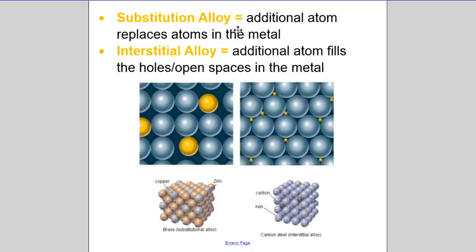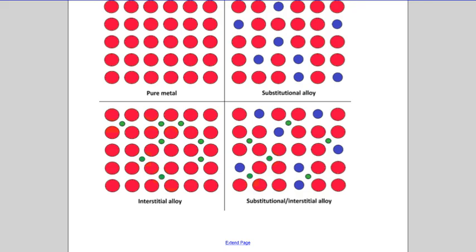Really the difference here is substitution versus interstitial. So substitutional, you are adding a new atom that is about the same size as the original primary metal. And then interstitial, you have smaller elements that are replacing parts of it. So pure metal, if you substitute something that is about the same size, you get substitutional. If you add in something that is noticeably smaller, it's interstitial, and then you can do both at the same time.